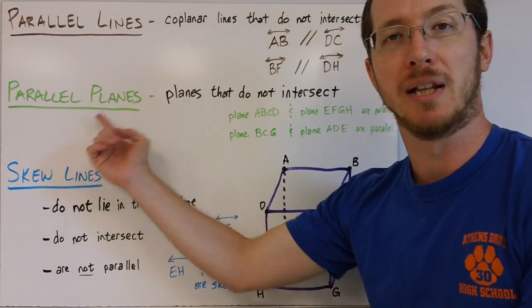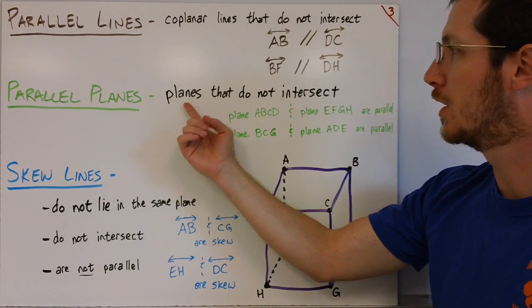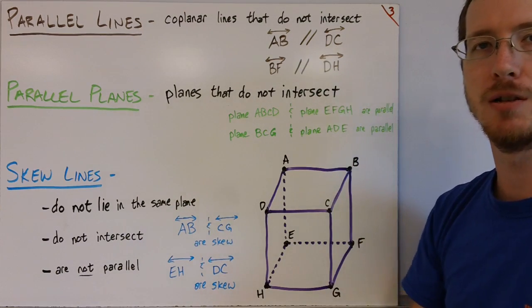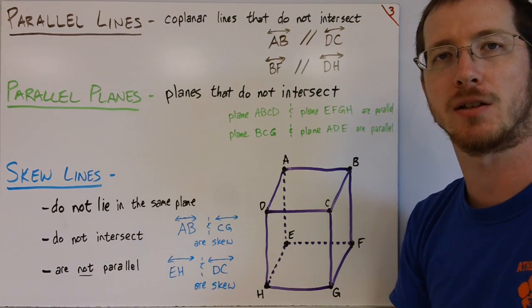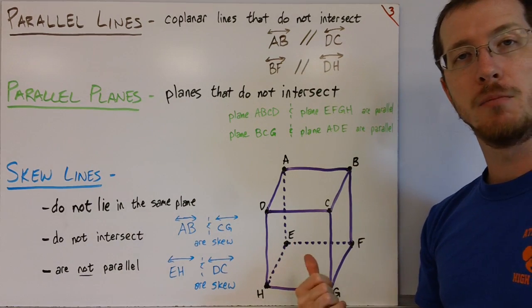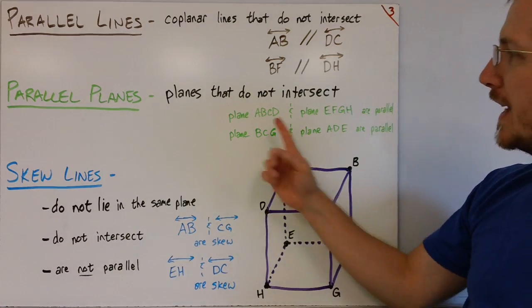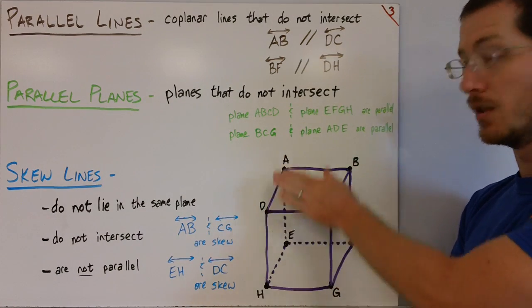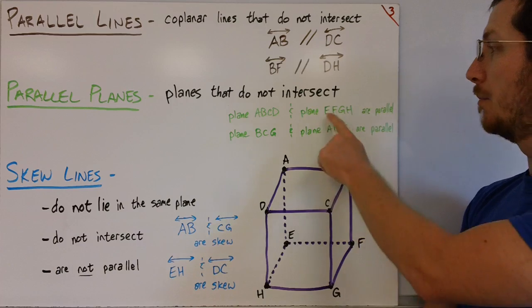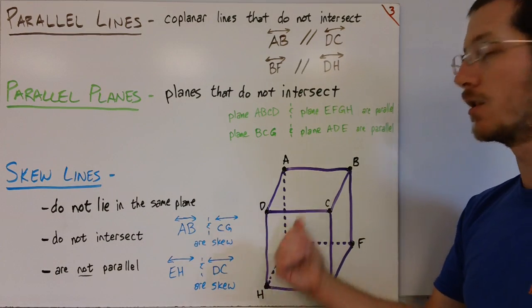Another term, parallel planes. So planes can also be parallel. They're planes that do not intersect. So any two planes in space that do not intersect are parallel planes. Again, looking at this diagram, we've got a couple of examples. Two examples are plane ABCD, so the top of our box, and plane EFGH, so the bottom of our box. Okay, those are parallel planes.